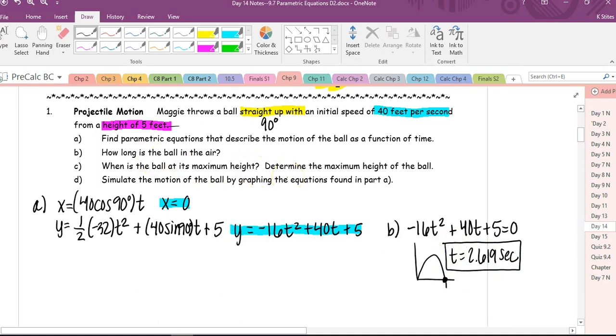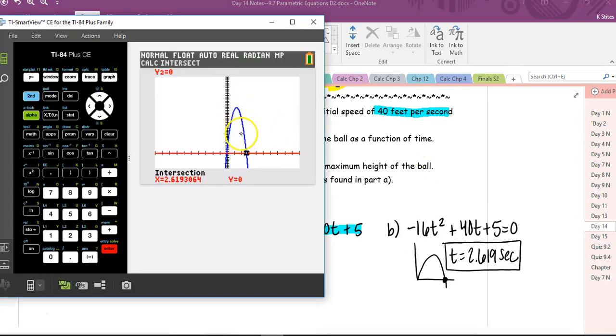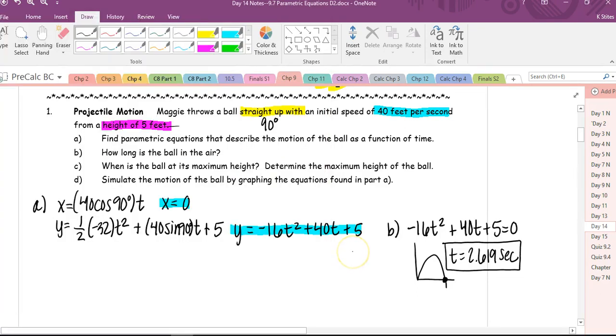Part C, when is the ball at its maximum height? Determine the maximum height of the ball. So again, you're just dealing with this exact same graph. Its maximum height would be the biggest y value that you get, so your max right up here, and that will give you both the time and the y coordinate, which will represent the height. So we'll go ahead and find the max. Your calculator is way faster than mine. So 1.25 comma 30.